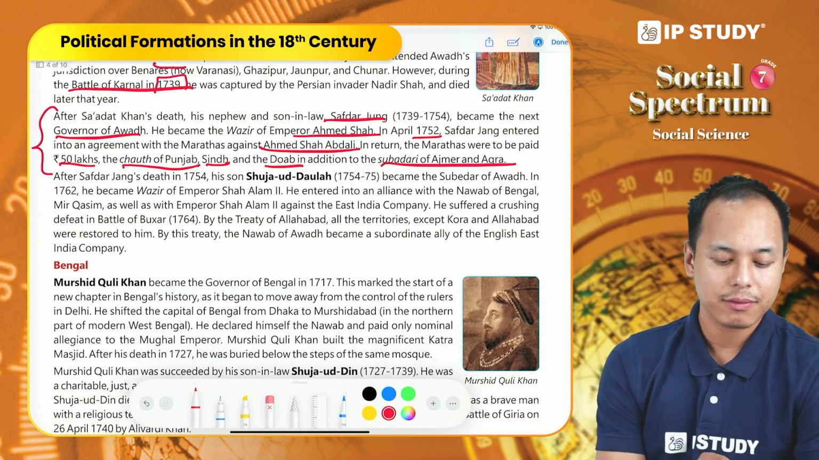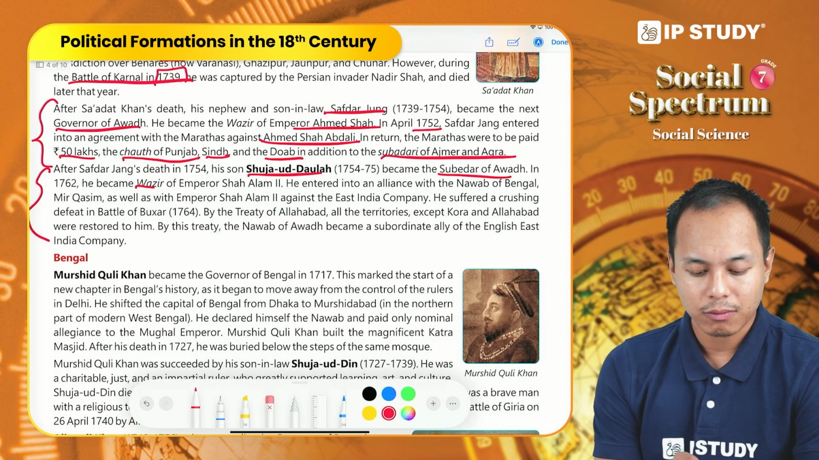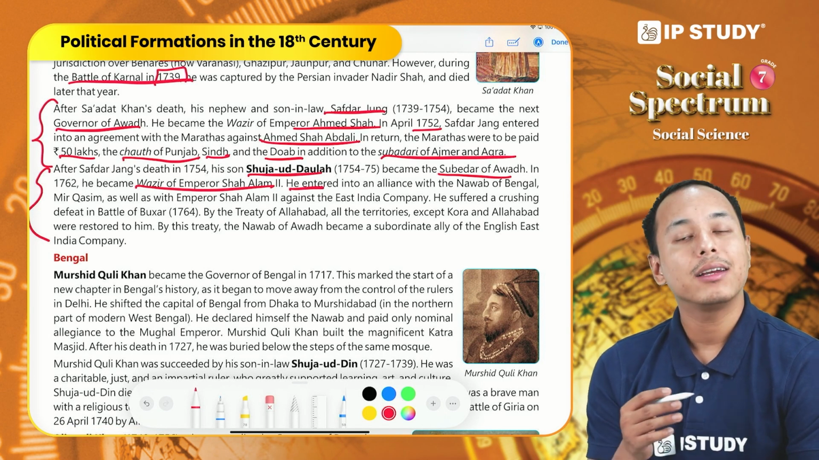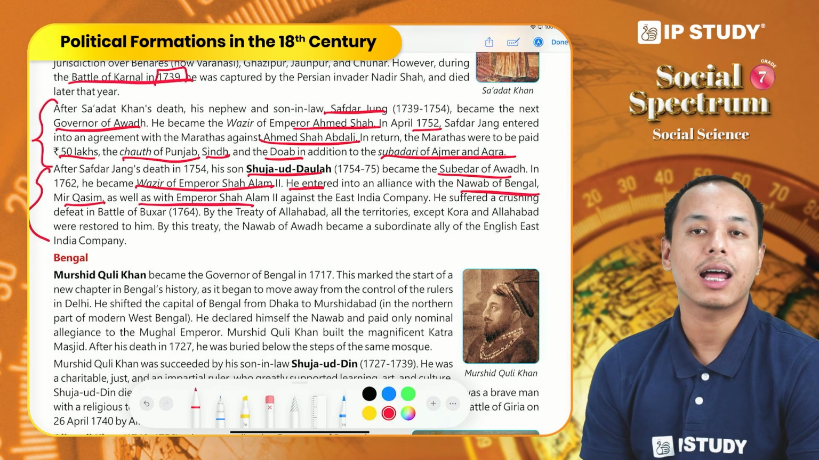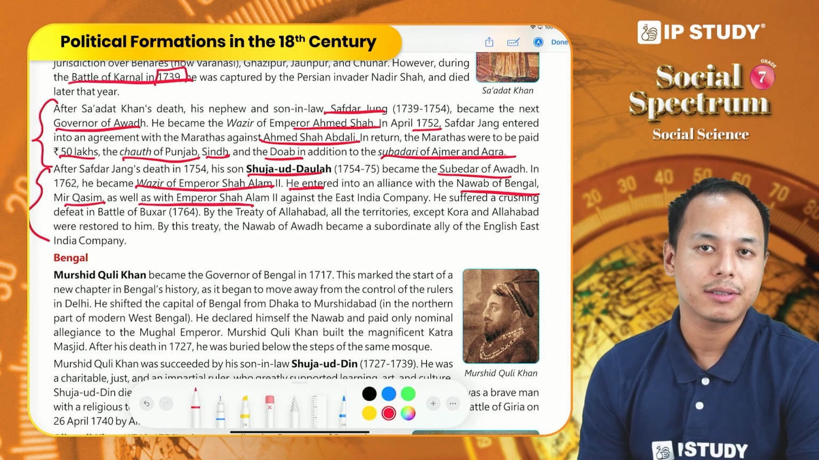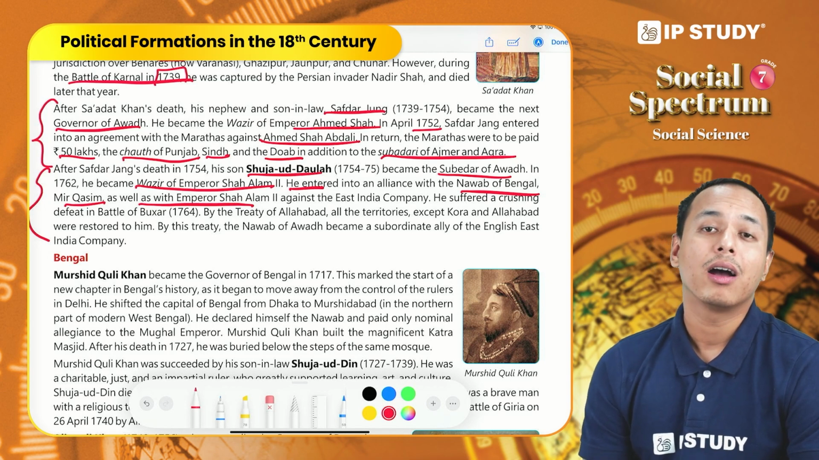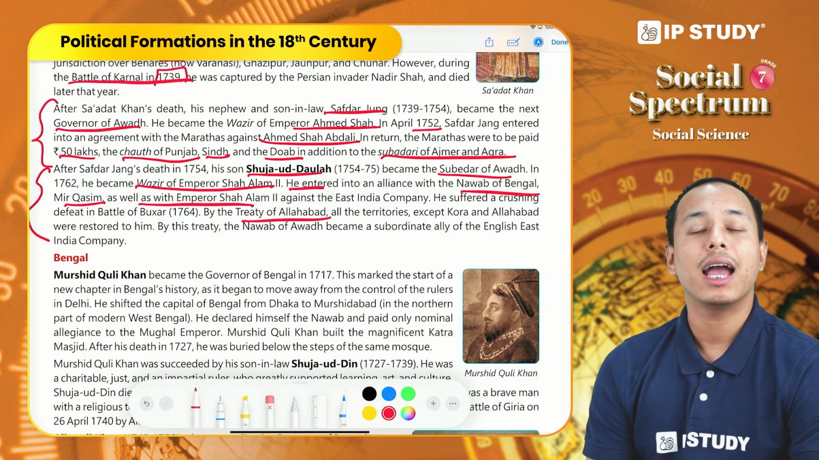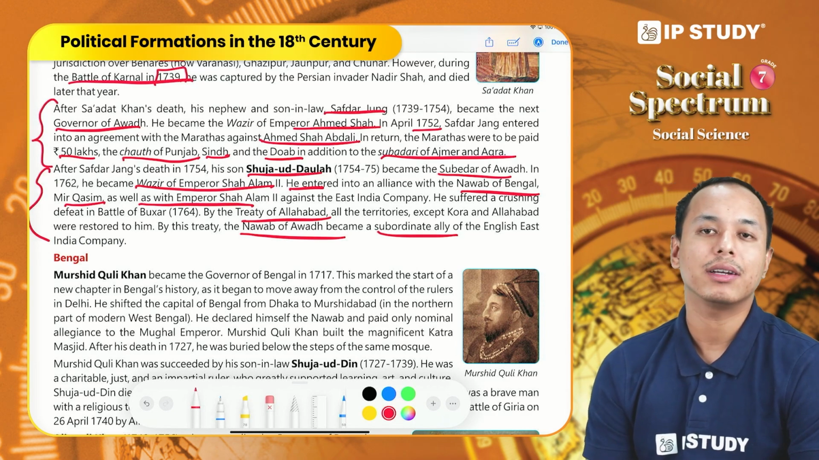Now after Safdarjung, his son Shuja-ud-Daula became the Subedar of Awadh, and he also became the Wazir of Emperor Shah Alam II. Again, he entered into an alliance with the Nawab of Bengal, Mir Qasim, as well as Emperor Shah Alam II, and they fought against the British. Their combined army fought in the Battle of Buxar. However, they were defeated and forced to sign the Treaty of Allahabad. And with this Treaty of Allahabad, he became a subordinate ally of the East India Company.